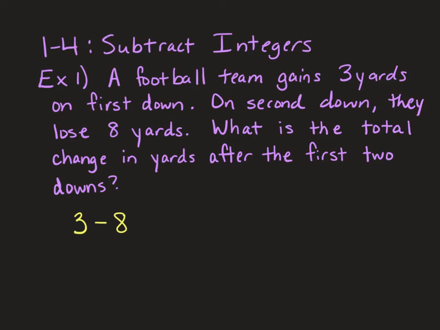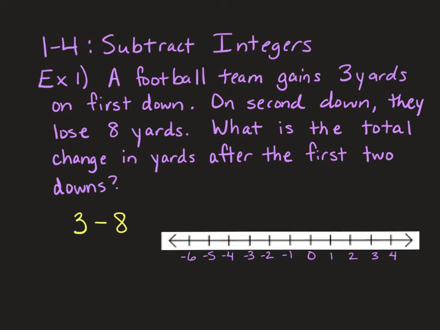So let's start by looking at this on a number line. Starting from 0, we'll go 3 to the right to represent positive 3. And then from 3, we'll go 8 to the left to represent subtracting 8. Notice that you end at the difference, which is -5. So we get -5 for the answer, for the difference.